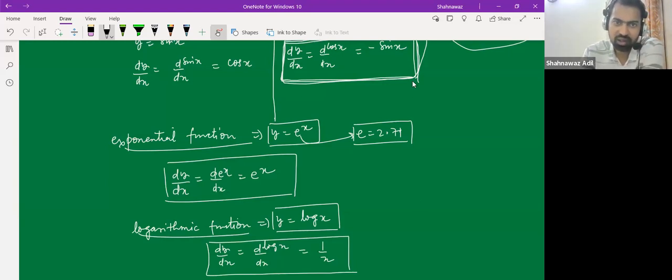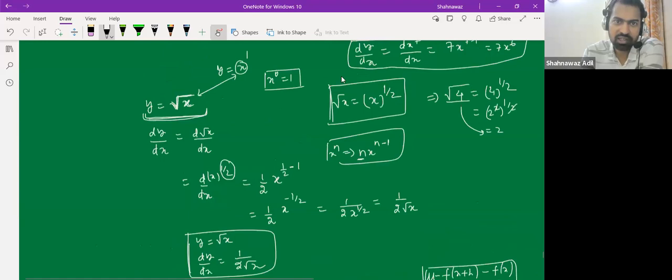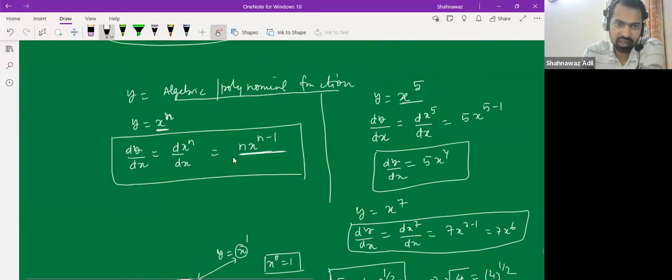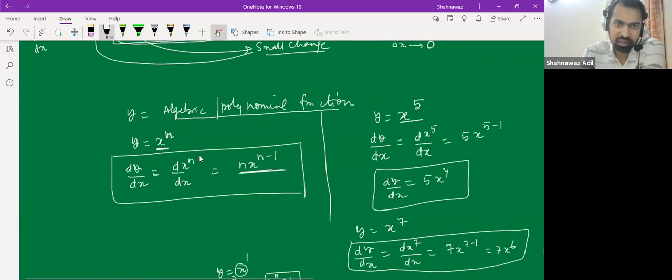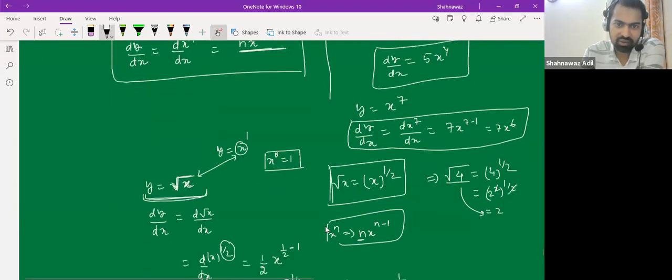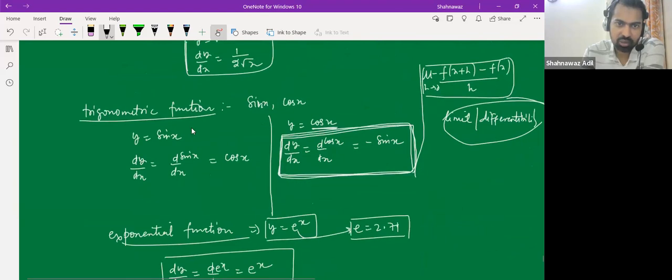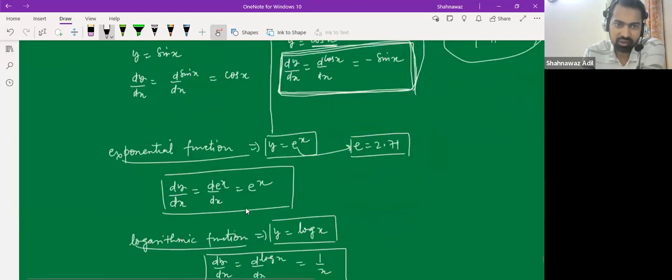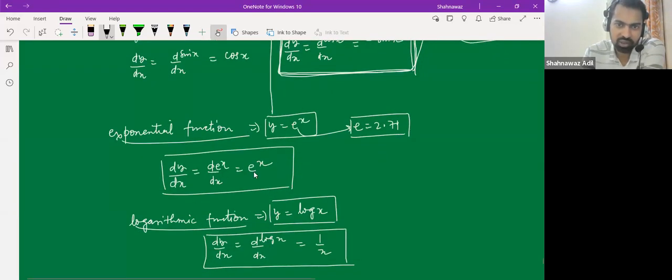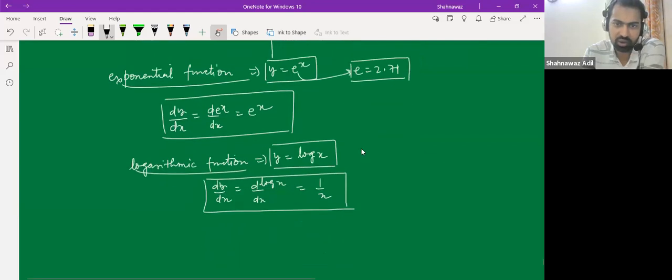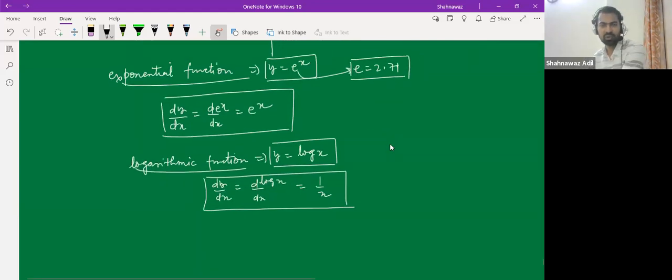One is the algebraic function. For the algebraic function x^n, the differentiation is n x^(n-1). And then you have the trigonometric functions, sin x and cos x, so the differentiation is this. And then you have the exponential function, so the differentiation is this. And then you have the logarithmic function. So these are the four special functions that we need to remember for our purpose, right?